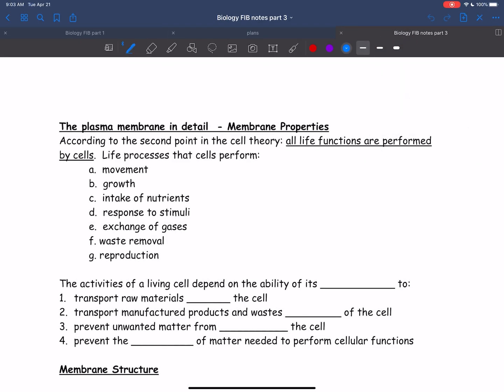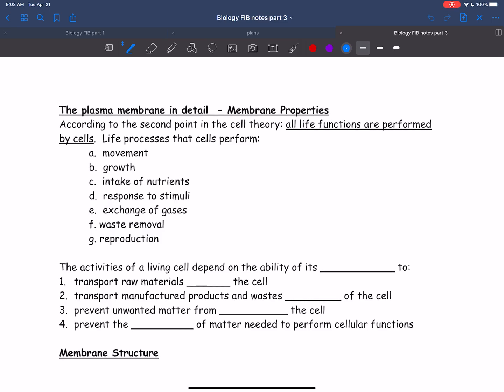Well, good morning and welcome to the plasma membrane notes. So we're going to look at the third portion of our note package for Bio 20. And we're going to look at the cell membrane in detail and what it does to facilitate all of the functions of the cell.